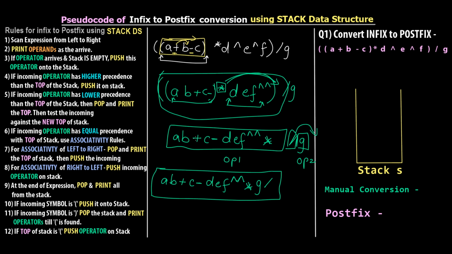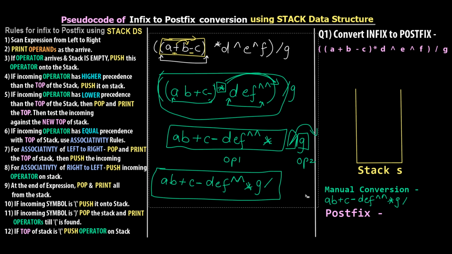I know I did it in a little quick way and not so step-by-step, that's because we've already solved such examples, and when we do the manual conversion, this is what the result is. So let's write this result over here so that later on we can verify it when we convert infix to postfix using the stack and the pseudocode. That's where we can cross verify it. So I'm going to write the result over here: AB+C-DEF^^*G and then divide. So this is the result that we want when we apply the pseudocode onto this same expression.